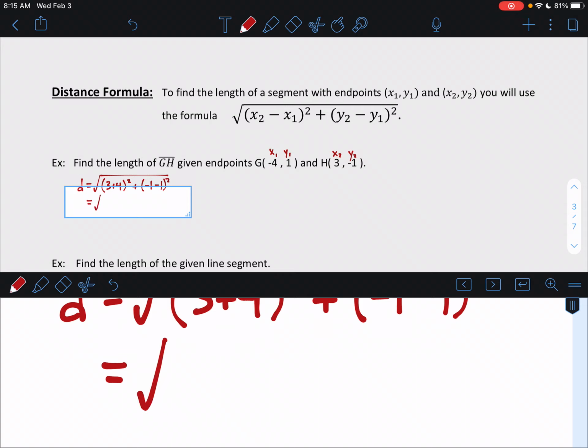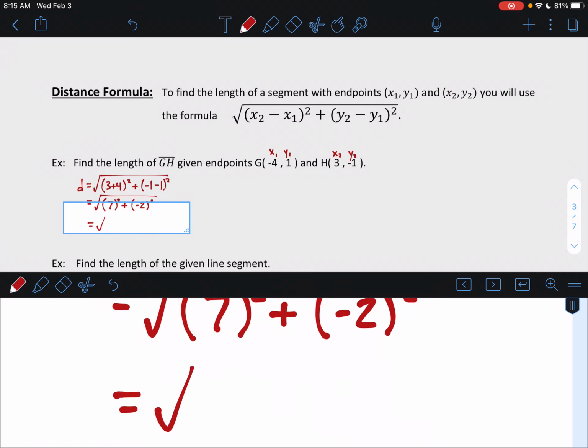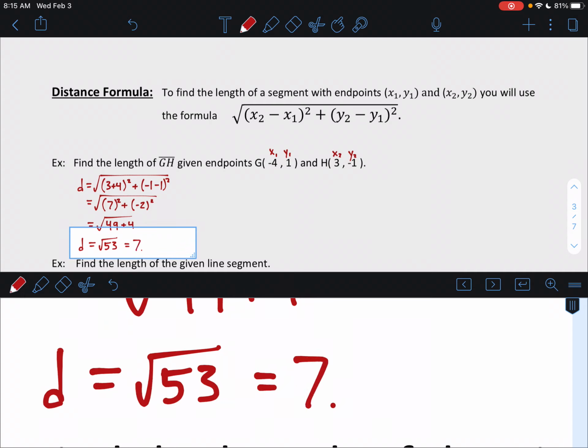Let's simplify some things. So 3 plus 4 is 7 squared plus -1 minus 1 is -2 squared. 7 squared is 49. -2 squared is 4. So the distance is going to be the square root of 53. And if I evaluate the square root of 53 in my calculator, that comes out to 7.280. I like to round things to 3 decimal places, by the way.